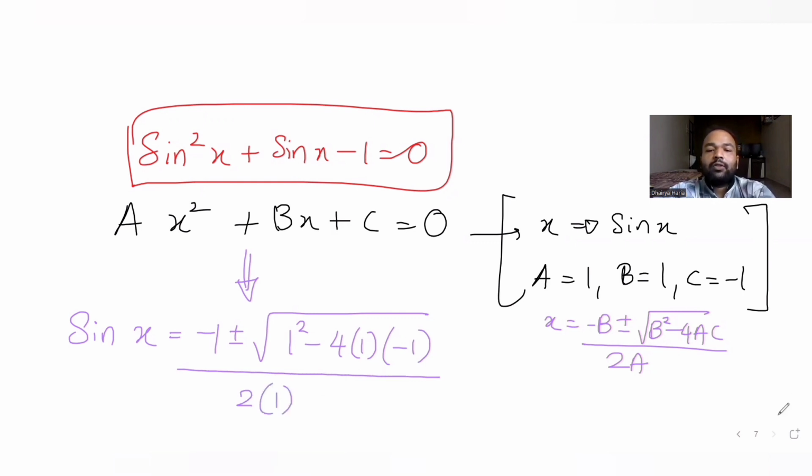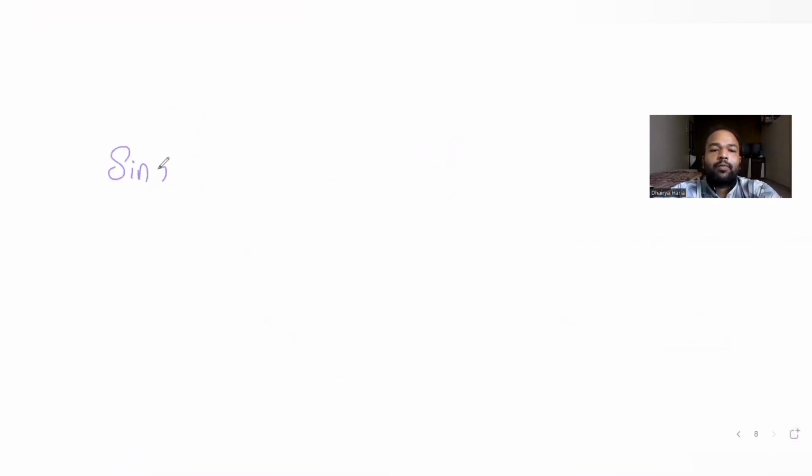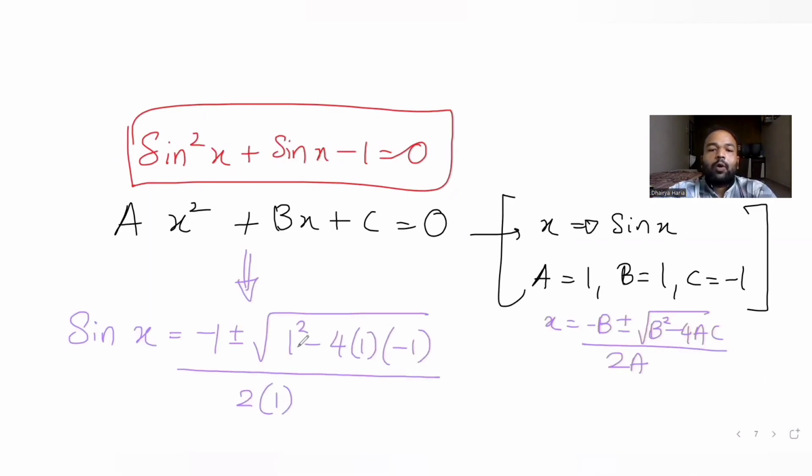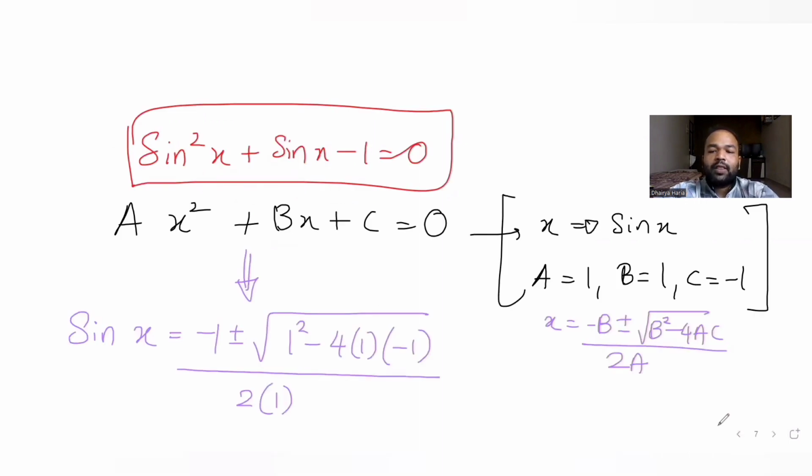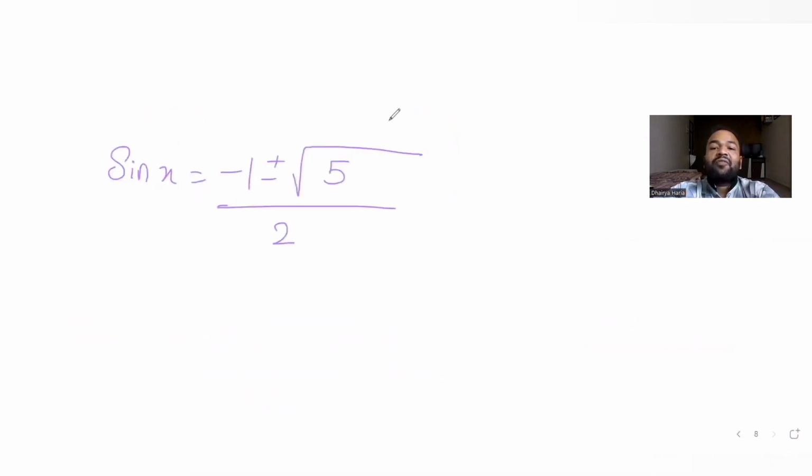So you get these values of sine x turning to become -1 plus minus root of 1 minus of -4, so 1 plus 4, that is 5, upon 2. So you get this entire expression of sine x, and that was the answer which was asked to us. So we get the solution of the equation in terms of sine x.